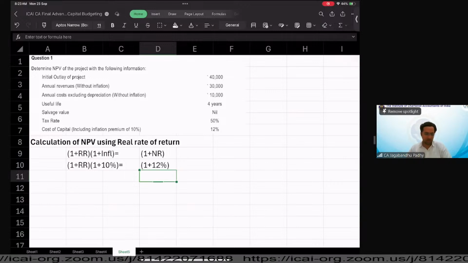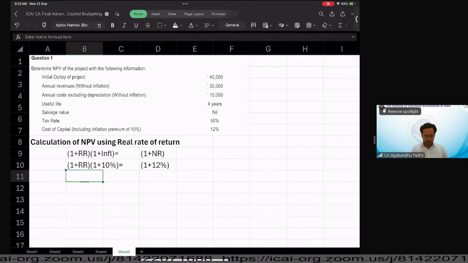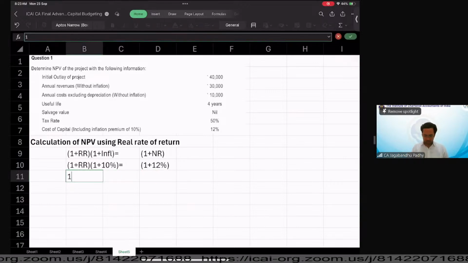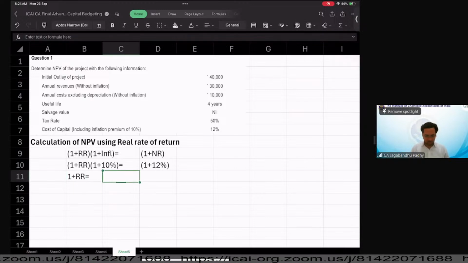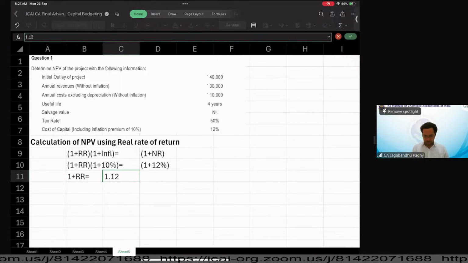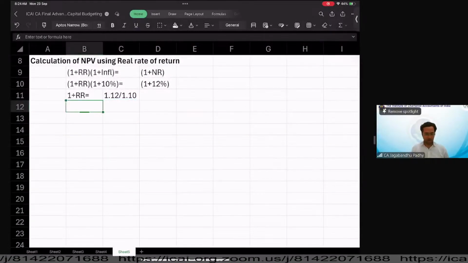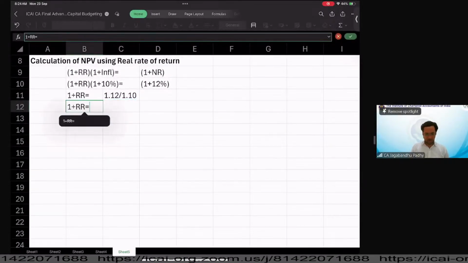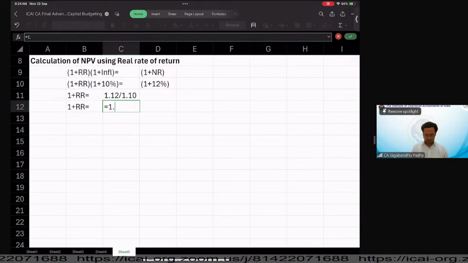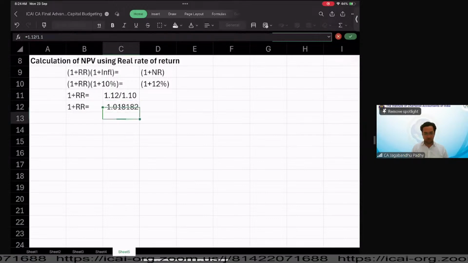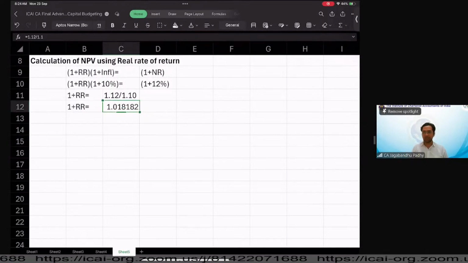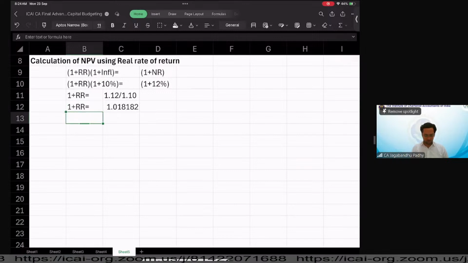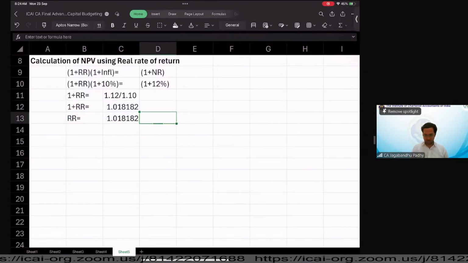Yeah, okay. So ideally, when we want to calculate this, we'll say 1 plus real rate equal to 1.12 divided by 1.10, right? And that will give us 1 plus real rate equal to 0.12 divided by 1.1, gives us this number, right? So real rate will be this number minus 1.